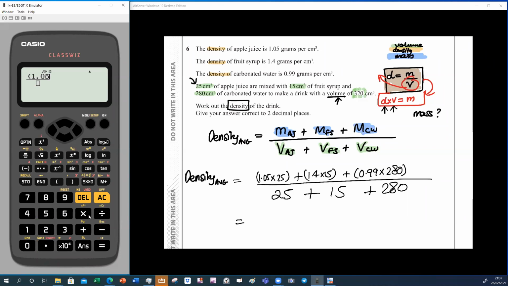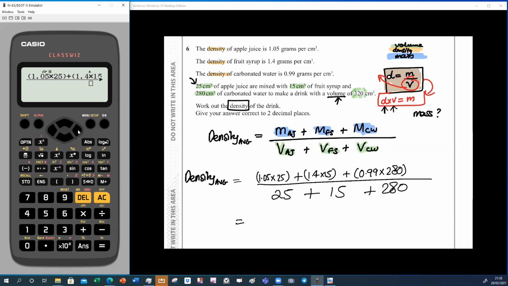So, 1.05 times by 25, close bracket, plus open bracket, 1.4. Come on, everybody, get your calculators out, get busy. Times by 15. I want answers in the chat as well. Plus 0.99 times by 280. Oops, I think I missed the bracket out there. Let's go back. Okay, I went too far. Times by 280. I think I need to go back by one and close the bracket. Then bring it down to the bottom.